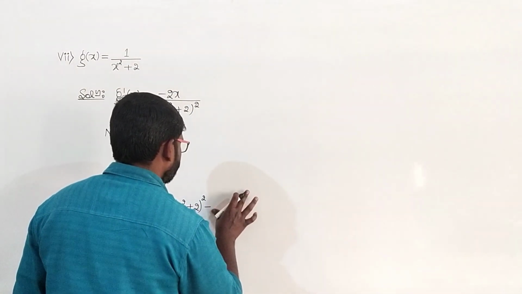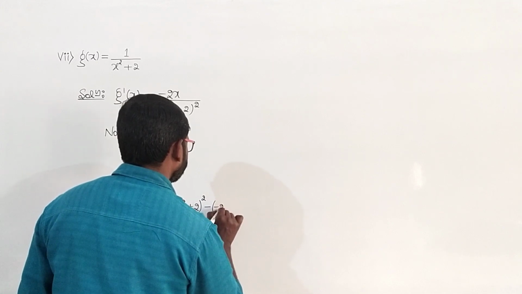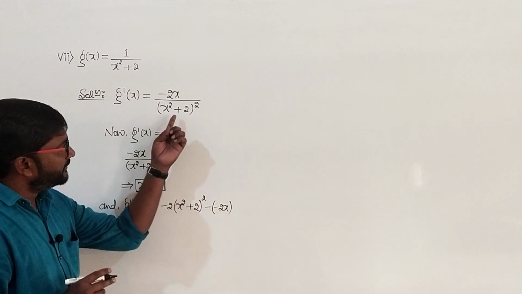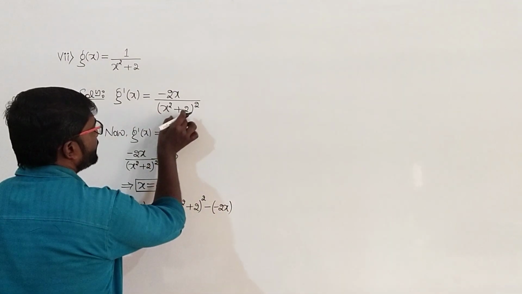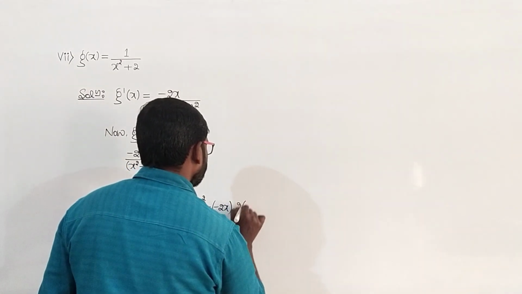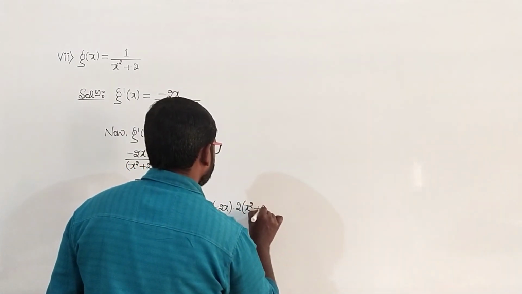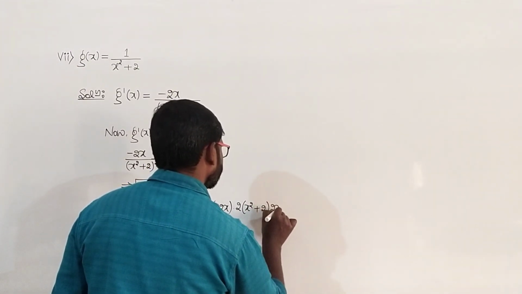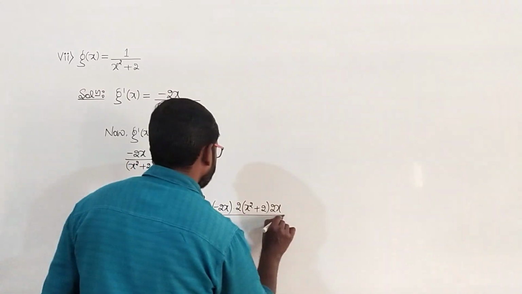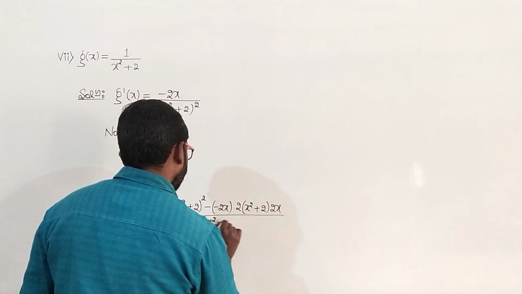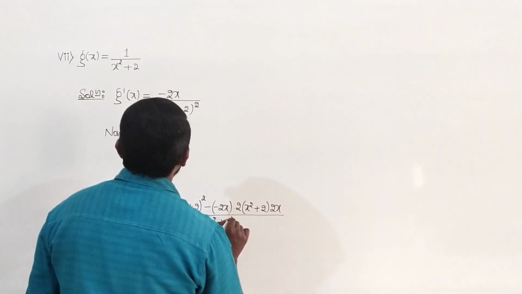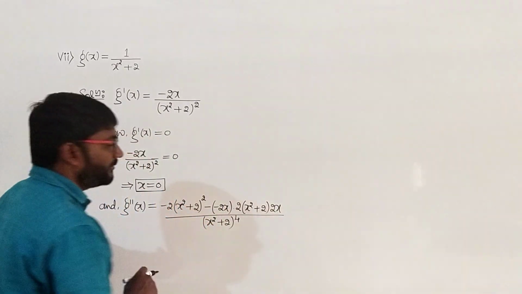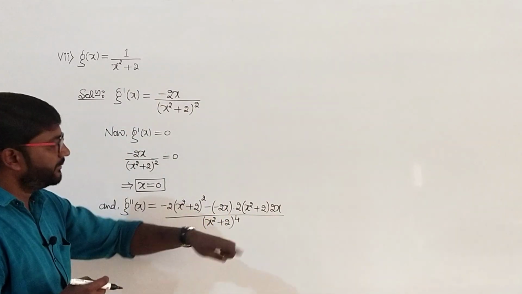u dash v minus u v dash. So I write the first numerator as it is, that is minus 2x. Now take the derivative of v, that is the denominator. It is in the form of x to the power n. So you get 2 times x square plus 2 and the derivative of the inside function, that will give us 2x, whole divided by x square plus 2 the whole square. That means you get 4 whole to the power 4. 2 and 2 will be multiplied, you get 4.